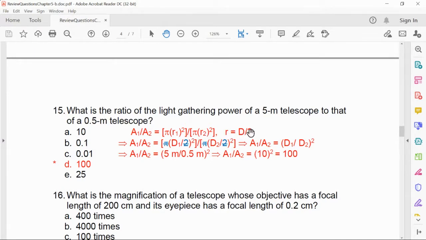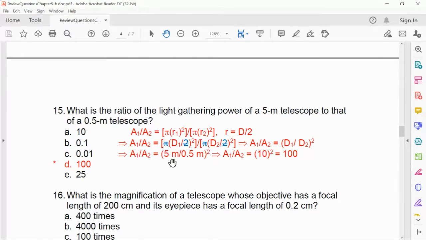And you know that the radius is half of the diameter. So r1 here can be replaced by d1 over 2, and r2 can be replaced by d2 over 2. Since I'm taking a ratio, the pi can cancel out, and I can cancel out the 2, even though it's going to be 4, so it can be canceled out. So from here, the ratio will be d1 over d2 squared.